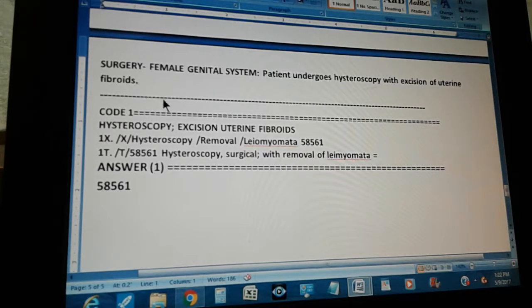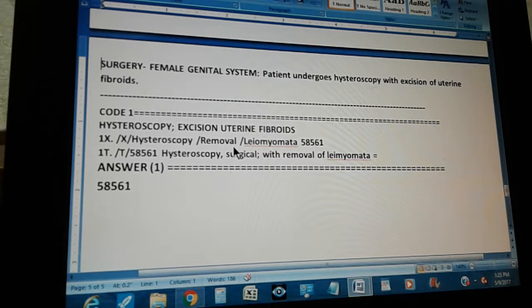There's only one code, and the keywords for the code are hysteroscopy, excision, uterine fibroids. Okay, and the code number is found through the index like this. First you go to the index. Then you go to the H and find hysteroscopy. It's spelled H-Y-S, not H-I-S. The hystero with a Y is the uterus. And then go to removal.